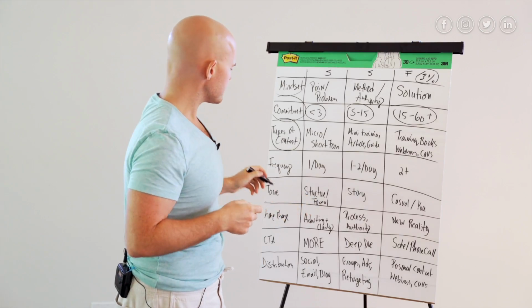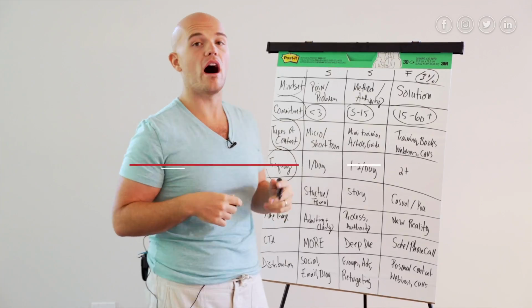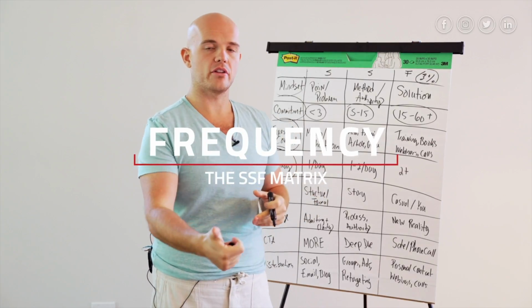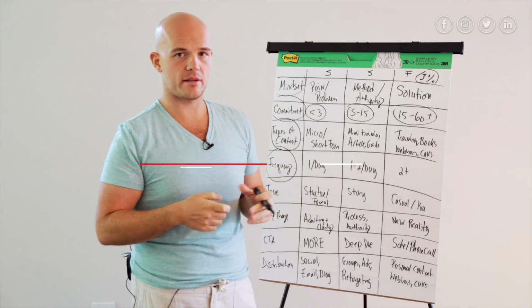In the frequency, this is essentially how often you're being in front of them. So this is by email, retargeting, all these different types of things.